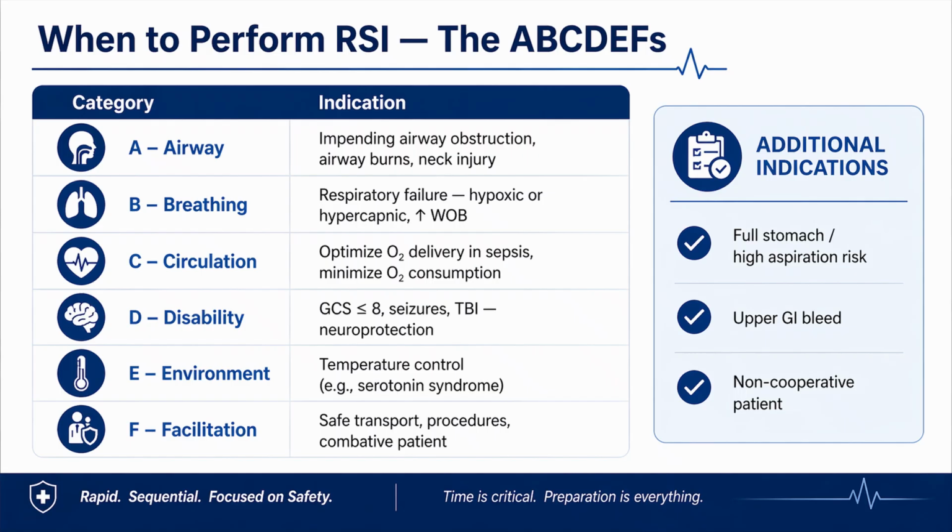D is for disability, meaning reduced consciousness, GCS less than 8, in seizures or traumatic brain injury. E is for the environmental factors like poisoning or severe agitation where airway protection becomes very necessary. F is for facilitation, that is, to facilitate transport, imaging, procedures, or in cases of a combative patient who is pulling out his lines, you need to intubate the patient so that the patient becomes safe.